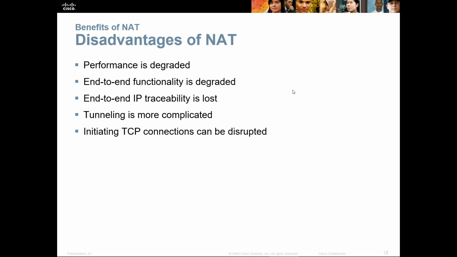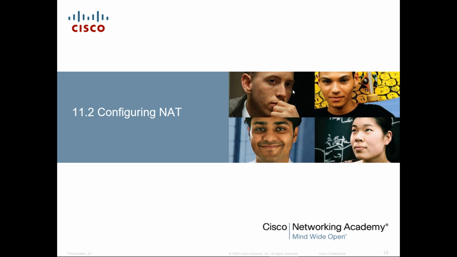You do not have end-to-end functionality, meaning end-to-end host communication no longer happens, because again, private addresses are not routable on the internet. It makes things like tunneling more complicated, and you can disrupt initiating TCP connections. So let's go on to how we configure our NAT.